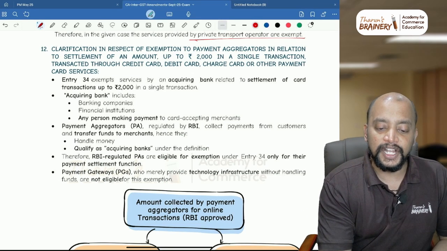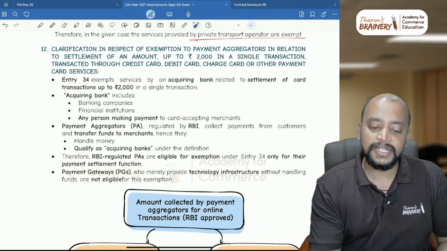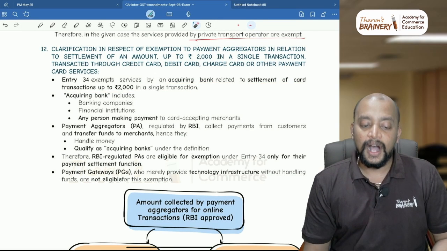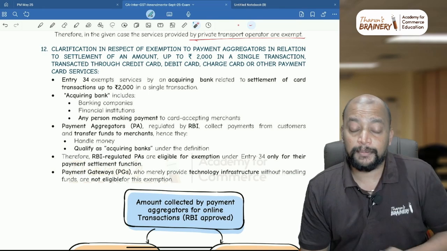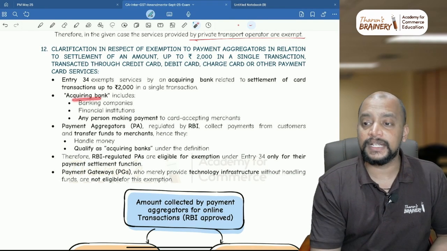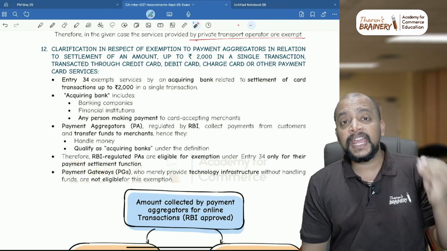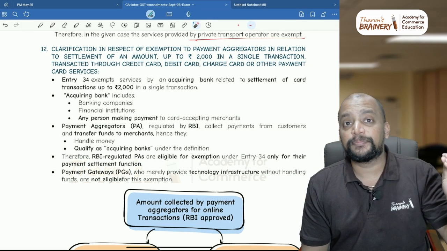Entry number 34, what does entry number 34 deal with? Entry number 34 exempts service by an acquiring bank related to settlement of card transactions up to 2000 rupees in a single transaction. What is the meaning of acquiring bank? Acquiring bank means banking companies, financial institutions, or any person making payment to card accepting merchants.